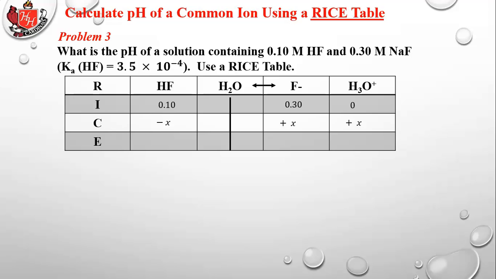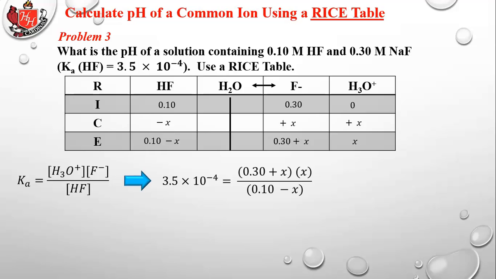So now we go back to the reactant side, so it's 0.1 minus X at equilibrium. On the product side, it's 0.3 plus X under the fluoride ion. And for the hydronium, it's just plus X. So now we're ready to write our law of mass action. We have our Ka value there, 3.5 times 10 to the negative 4th. So there's the general equation for it. On top is the products, that's the hydronium ion and the fluoride ion. And on the bottom, you exclude water, you have the concentration of the hydrofluoric acid.